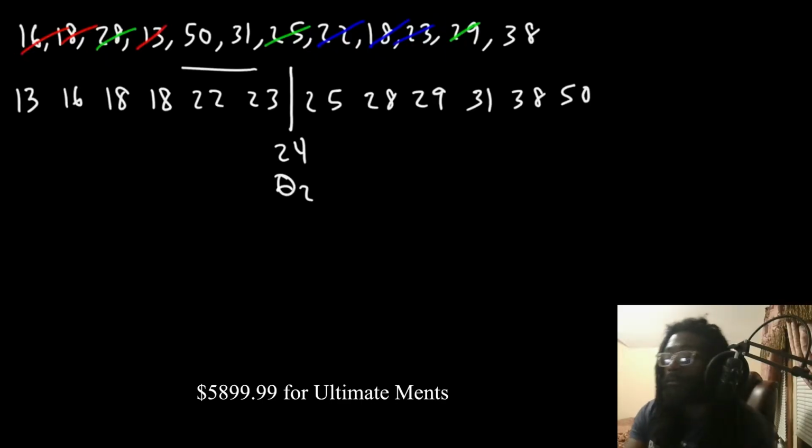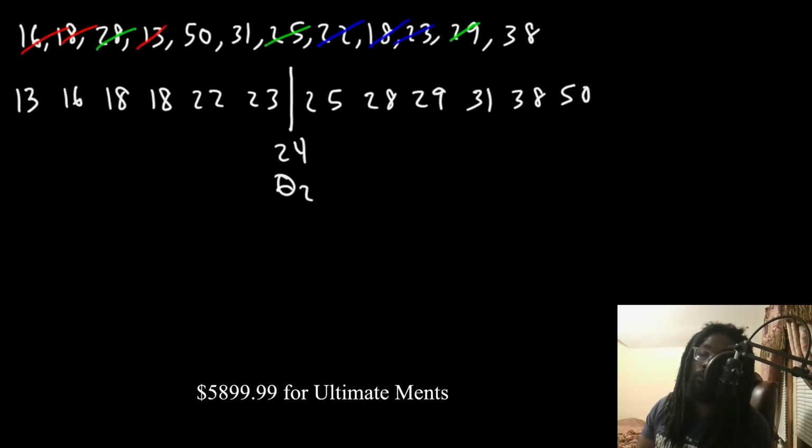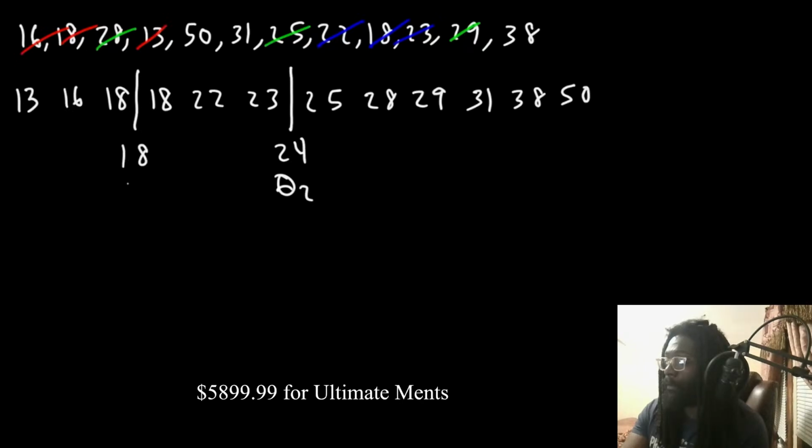Now let's focus on the lower half of the data. What is the median of the lower half of the data? Notice that we have 6 data points, and because it's even, the median is going to be an average of these two numbers, 18 and 18. So let's put a line there. The average of 18 and 18 is 18. So that's our Q1 value.